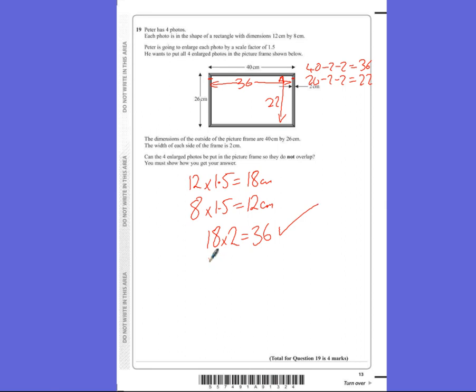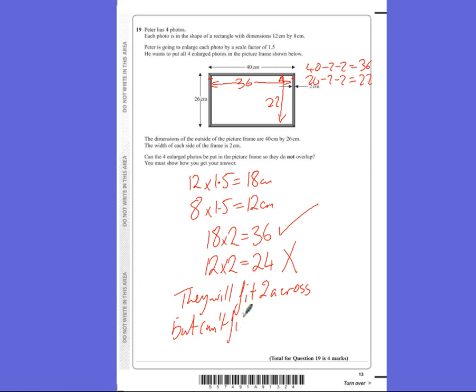But widthwise, we're going to need, again, to fit 2 of those in. So 12 times 2 is 24. And we've actually only got 22 centimetres, so no, it can't fit in widthwise. So we just need to write down what we've found. So they will fit 2 across, but can't fit 2 down. So no.